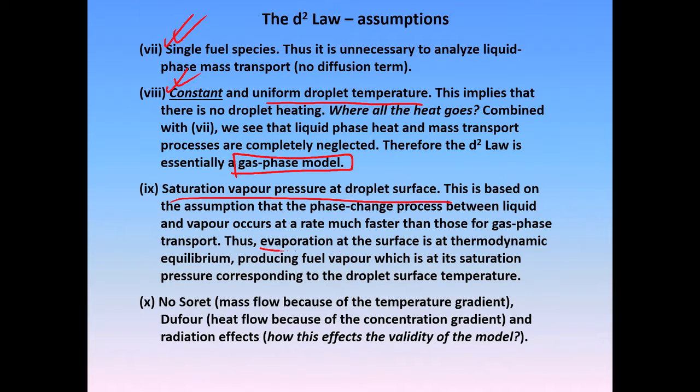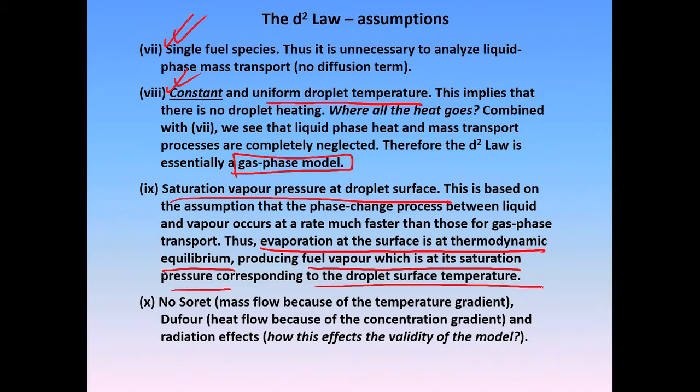So, the evaporation at the surface is always at a thermodynamic equilibrium, okay. So, it produces the vapor which is at a saturation pressure corresponding to the droplet surface temperature, okay. So, it is not that fast a process that the evaporation is always in a nice thermodynamic equilibrium state, okay. So, it is not away from equilibrium, okay.